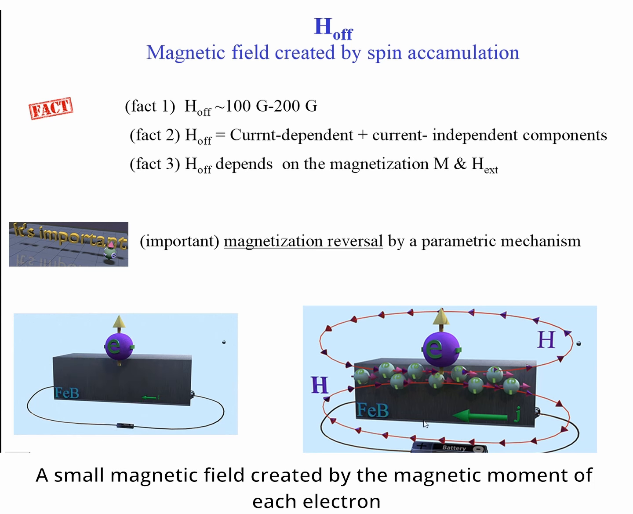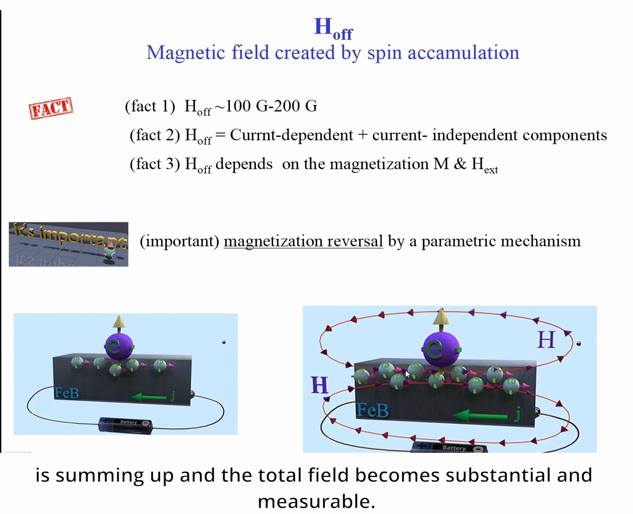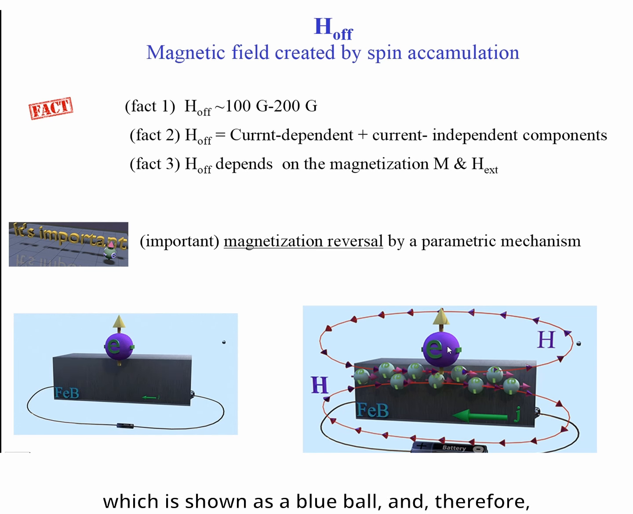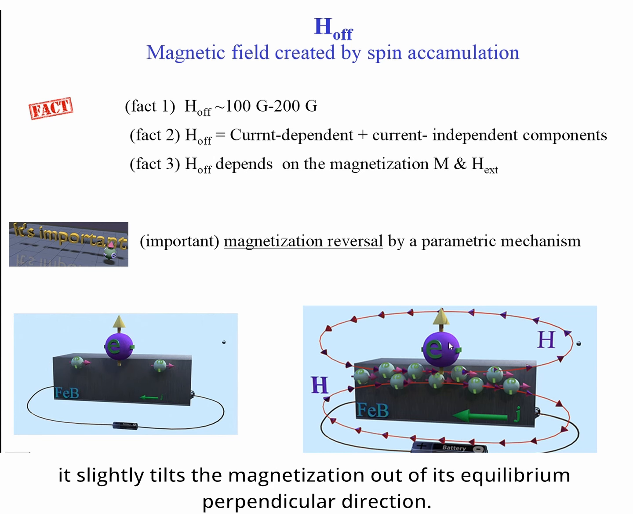A small magnetic field created by the magnetic moment of each electron is summing up, and the total magnetic field becomes substantial and measurable. The offset magnetic field is perpendicular to the magnetization, which is shown as the blue ball, and therefore it slightly tilts the magnetization out of its equilibrium perpendicular direction.